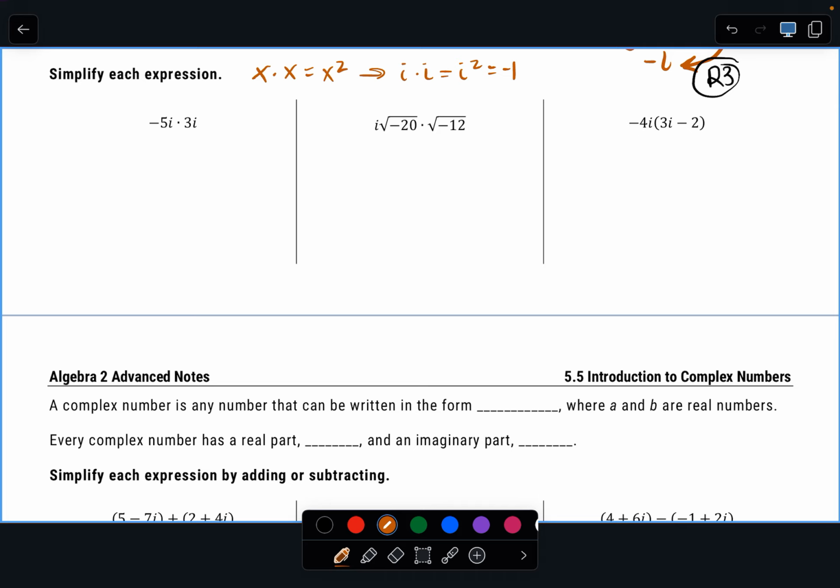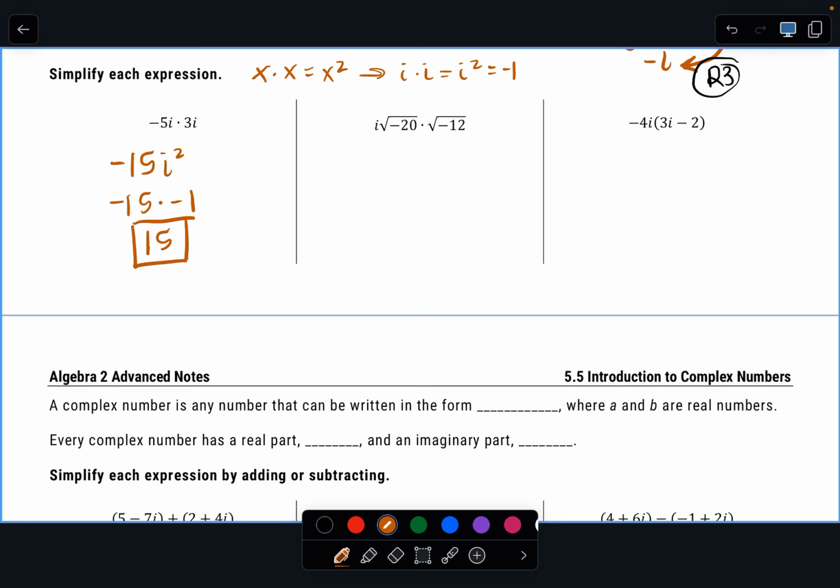So when I look at my first problem, number times number, what's -5 times 3? -15. And the i times the i is i squared. What did we just say i squared is equal to? -1. So -15 times -1. What does that give me as my final answer? +15.